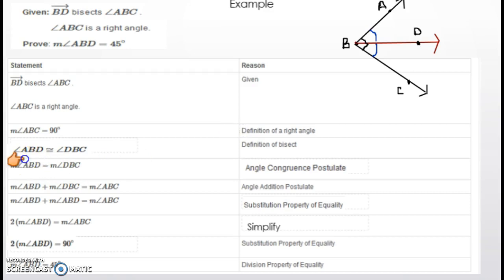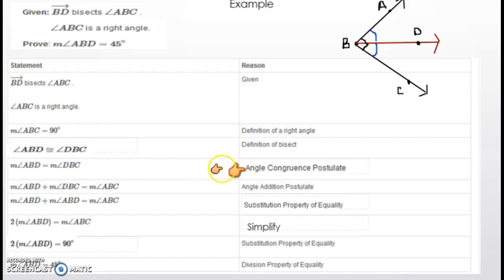Our next statement says that angle ABD is congruent to angle DBC. And if we look above, we see that they told us it was a bisector, so that's the definition of bisect. Definition of bisect cuts this into two equal portions. So from here to here, we said the angles are congruent. Now we're saying their measures are equal. And remember, that's that angle congruence postulate.